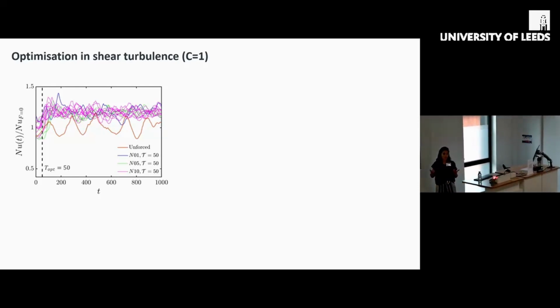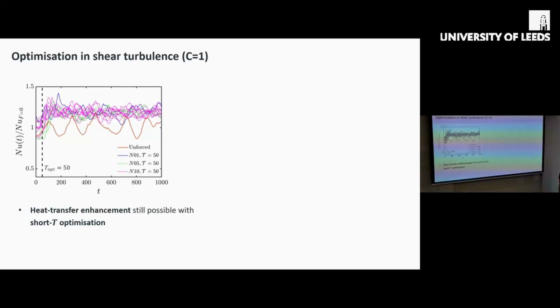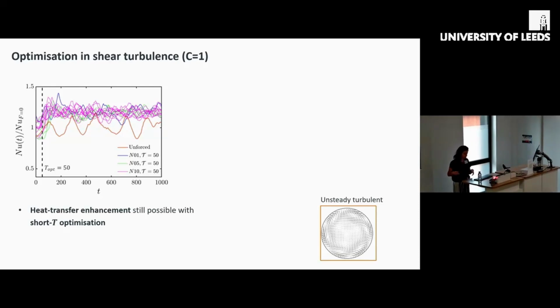So in this case, for shear turbulence, it's not obvious that we can improve heat transfer because we know shear turbulence is already quite good at that. But we see that even in this case, with a short time optimization, we can still get a heat transfer enhancement. And here, I just wanted to show that also in this case, the optimal shape of the forcing is in a form that induces rolls.